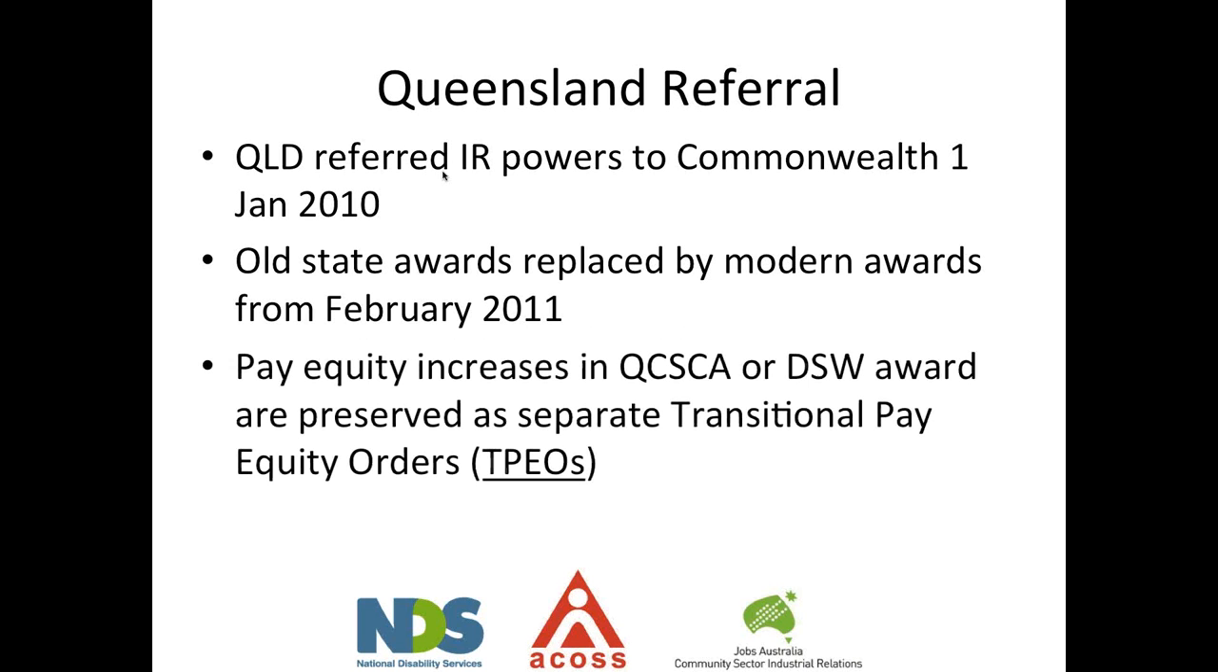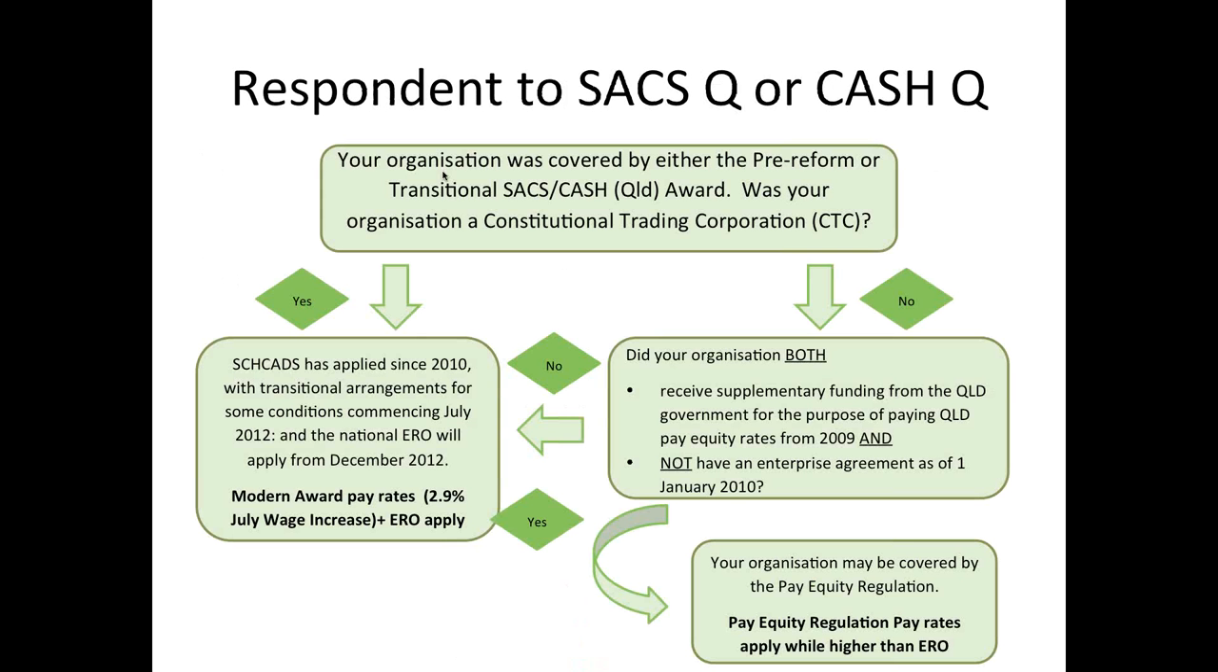In terms of pay equity increases in both the Queensland Community Service and Crisis Assistance or the Disability Support Workers Award, these are preserved as a separate Transitional Pay Equity Order or a TPEO. Queensland has a rather unique system, and the way to work out which award is applicable for you in terms of rates of pay really hinges on was your organisation a constitutional trading corporation, and were you covered by either the SACS or CASH awards.